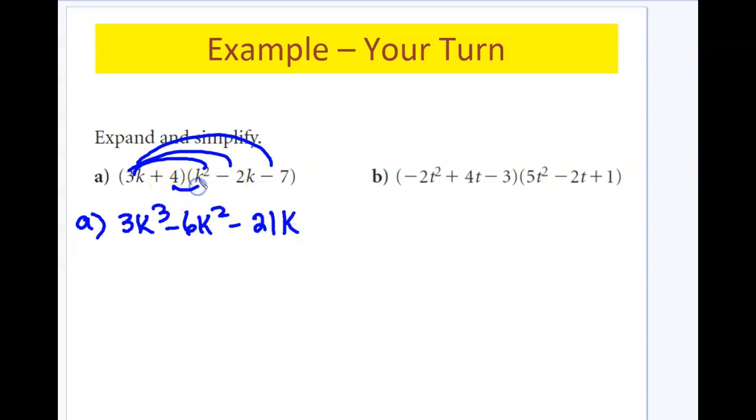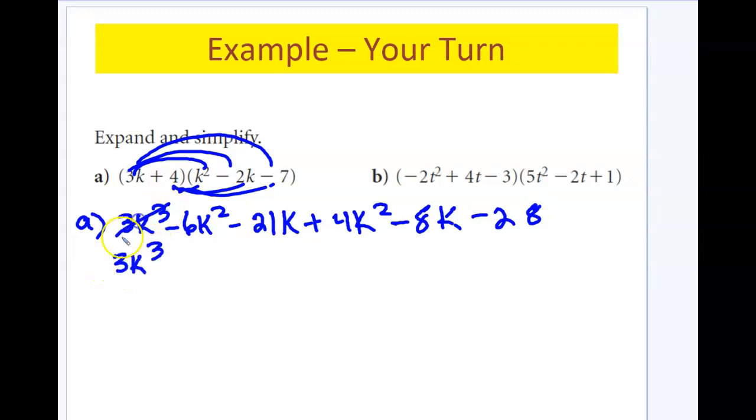Now distributing the 4, I'm going to get 4k squared. That's going to give me a minus 8k, and that's going to give me minus 28. So again, collecting like terms, I get 3k cubed. Negative 6 plus 4 is negative 2k squared. Negative 21 and negative 8 is negative 29k. Subtract 28.